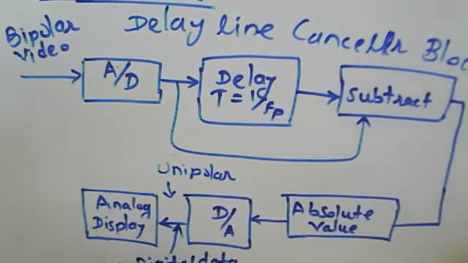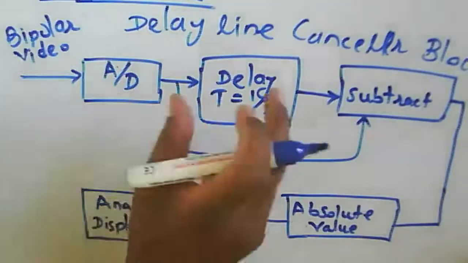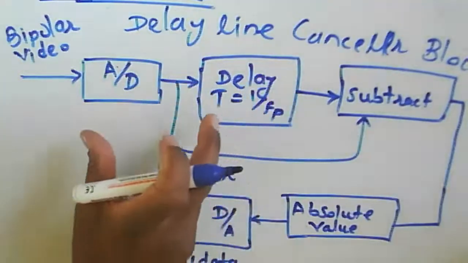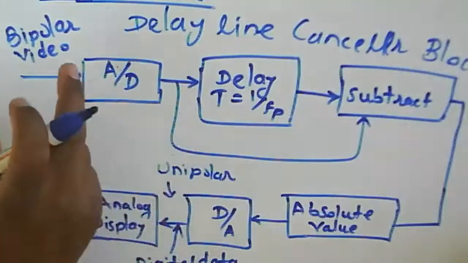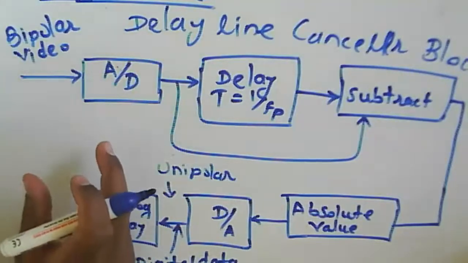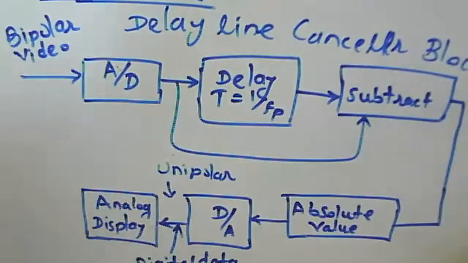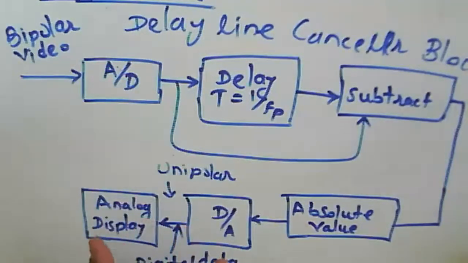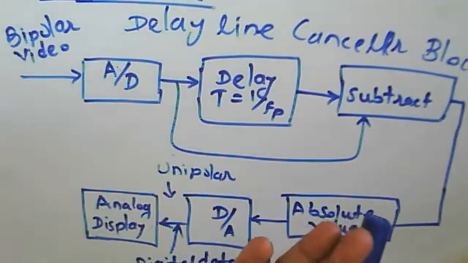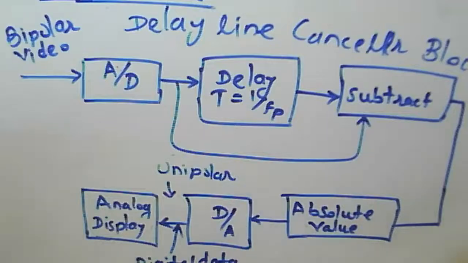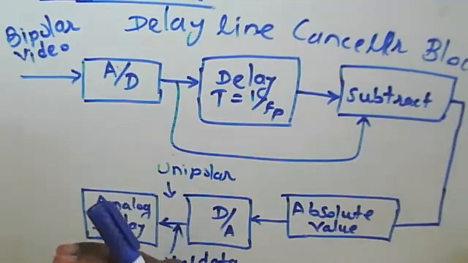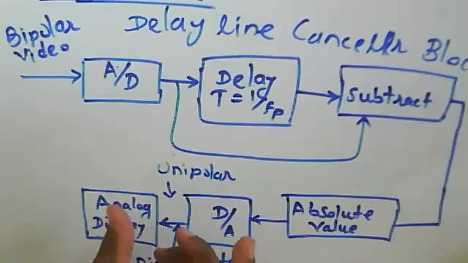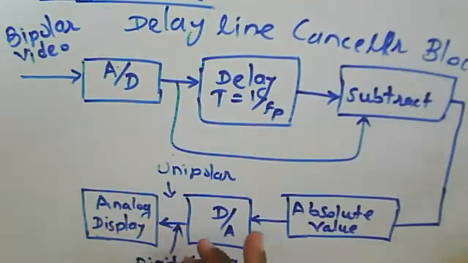This delay line canceller block is used to convert the output of the MTI radar, at the phase detector, so that it can be displayed on the display device. Otherwise, we will get output from the stationary pulses, the stationary target, as well as the moving target. But our aim is to detect the moving target. So in that case, we use this delay line canceller block here.